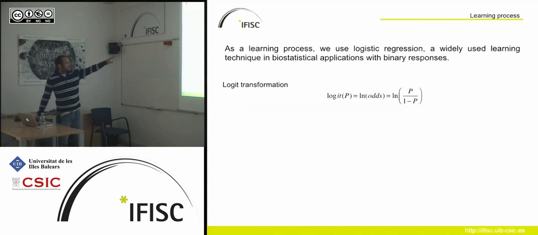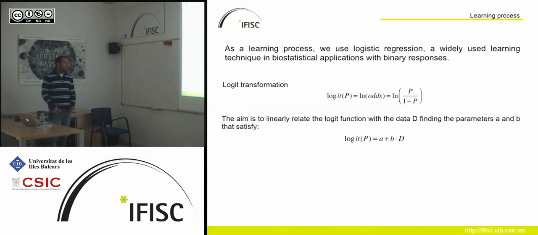We want to relate this logic transformation with our data in a linear way. So then we have to find what are the values of A and B that satisfy this kind of equation, using our state matrix, like our data. For human purposes, this is not easy to interpret. What is the logic function of something? So what we do, we use something that is easier.